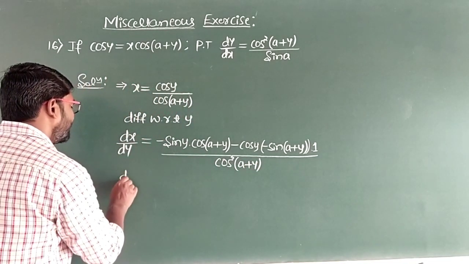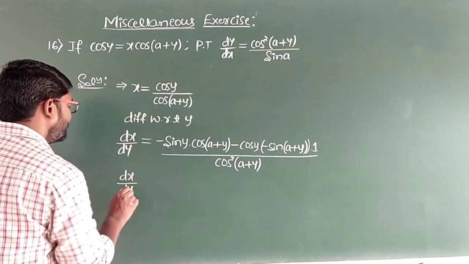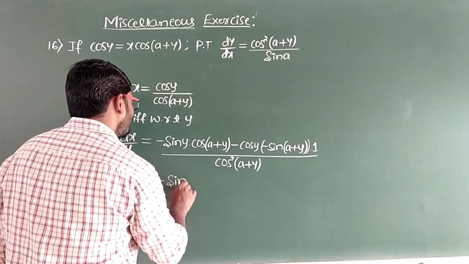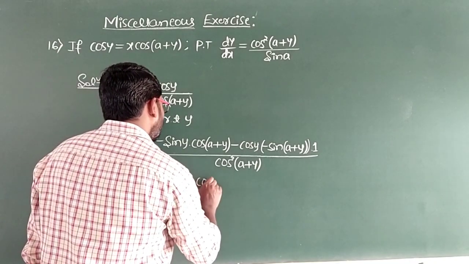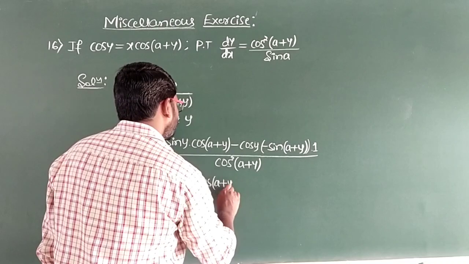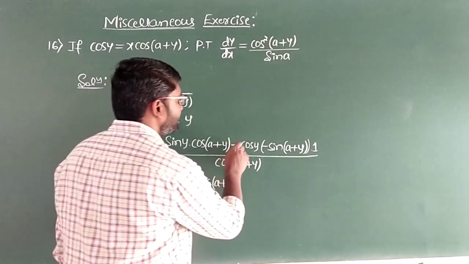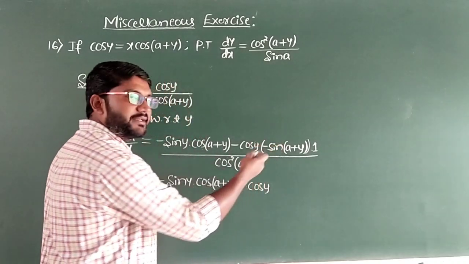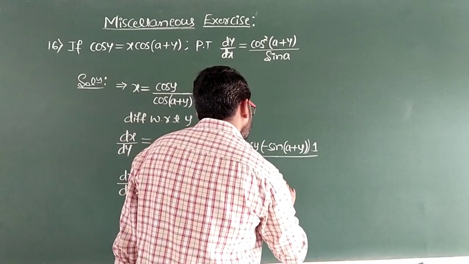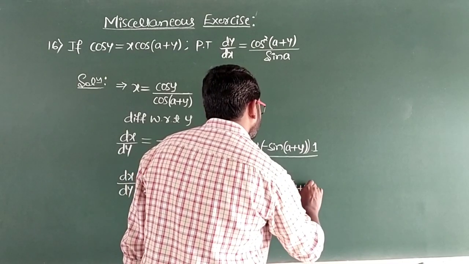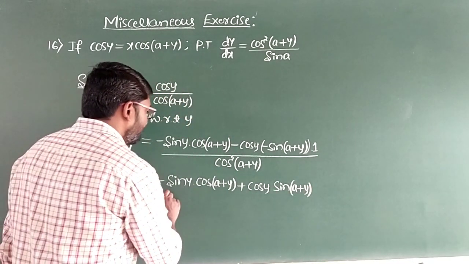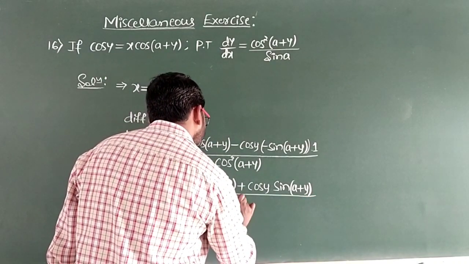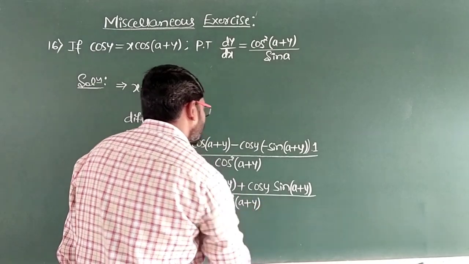Simplify the numerator now, dx by dy, this is equals to minus sin y into cos of a plus y, minus into minus it is plus cos y into sin of a plus y, so divided by cos square a plus y.